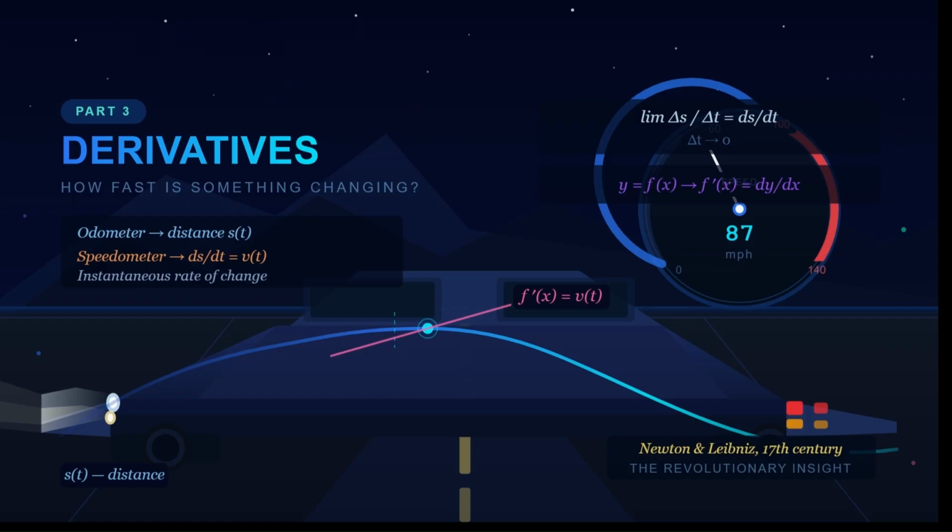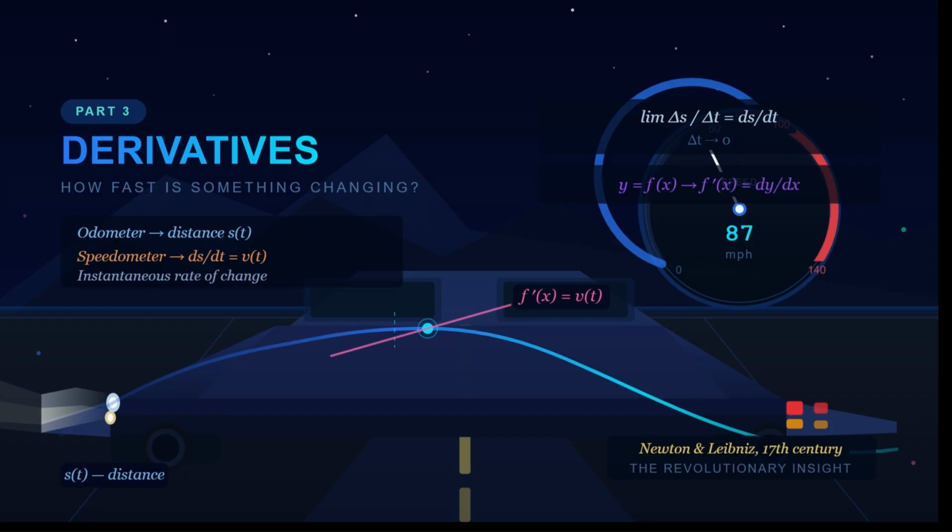Before we write a single symbol, let us ask the most natural question in mathematics. How fast is something changing? Imagine you're driving a car. Your odometer tells you the distance traveled, and your speedometer tells you something different. It tells you how fast that distance is changing right now, at this very instant. That is the essence of a derivative.